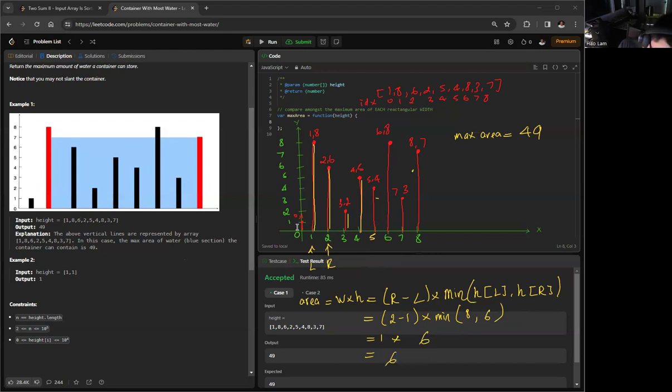And then when we move the right pointer one more time, we will break the loop because the right pointer is equal to the left pointer. Because at this point, right minus left is equal to 0 because right equals left, right? So we don't have any area. The area will just be 0. So we just stop and return our max area.